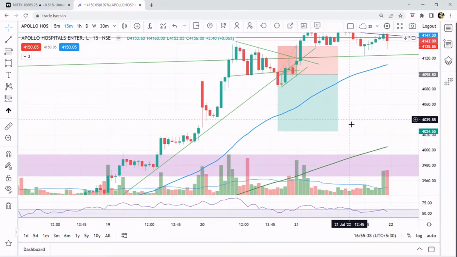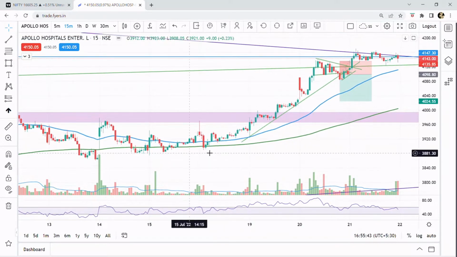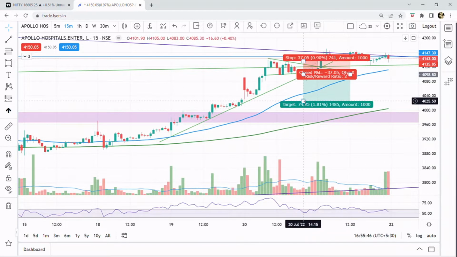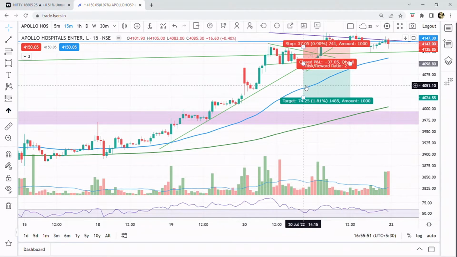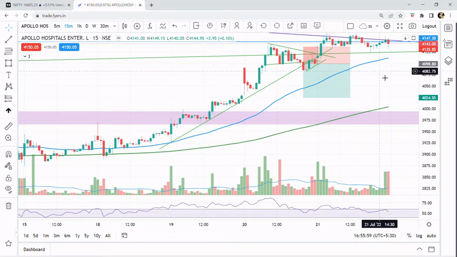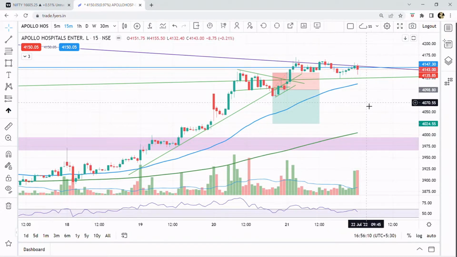And one more thing is, Apollo Hospital was in a good uptrend, so I should have waited for more confirmation, because only this candle with this much volume cannot retrace that much. So we need a good volume breakout candle to be in a high probability trade. So this was my mistake. This was my BTST trade. After this trade, I took one more intraday trade today.